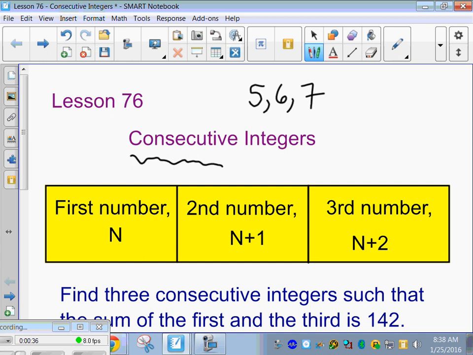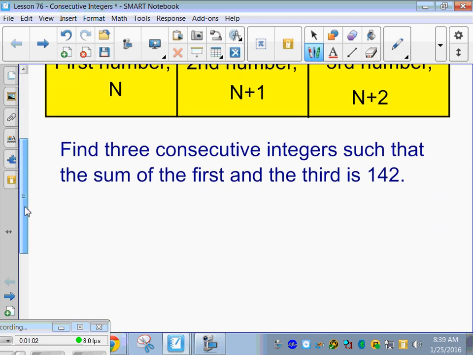Those are consecutive integers. So my first number is n. My second number is that number plus 1, right? And my next number is that first number plus 2. Make sense? So whenever we're doing consecutive integers, it's n plus 1, n plus 2. If there was a fourth number, what would it be? N plus 3. Sometimes it does go up to 4 numbers, and we have to find all of them.